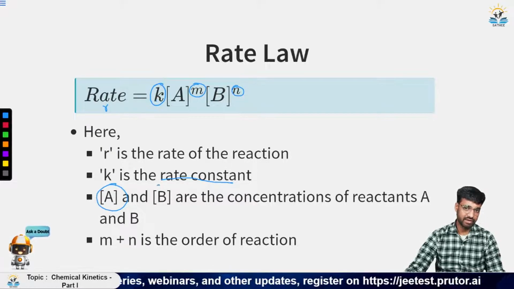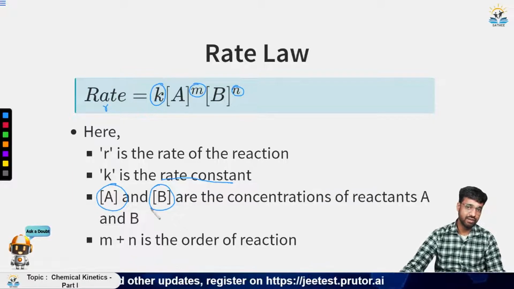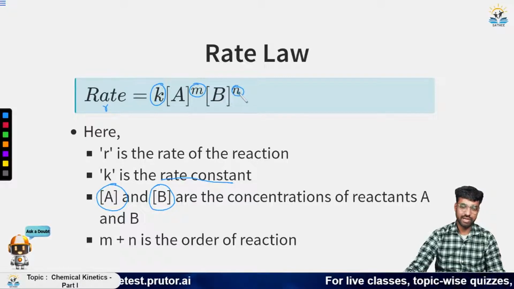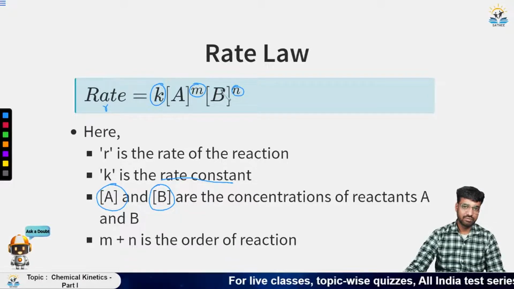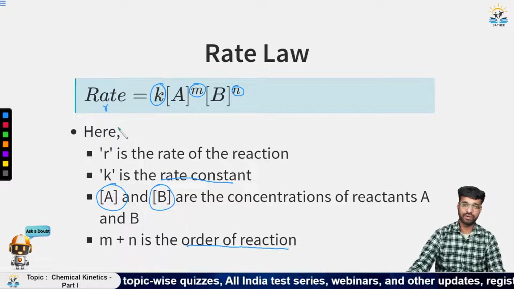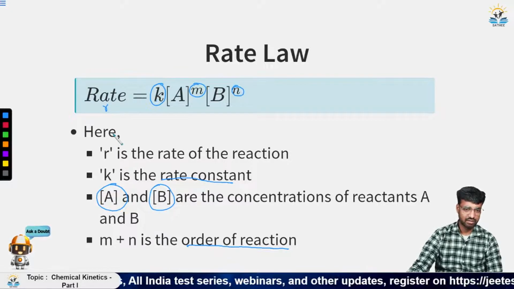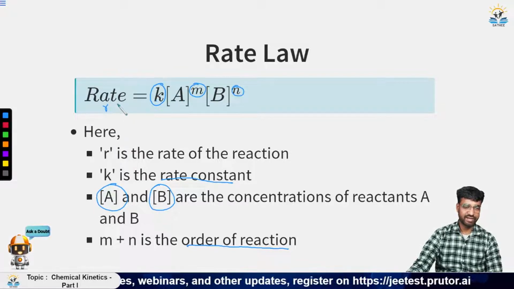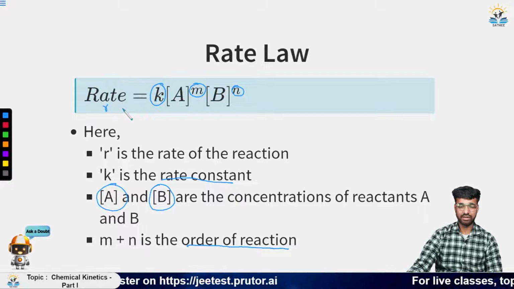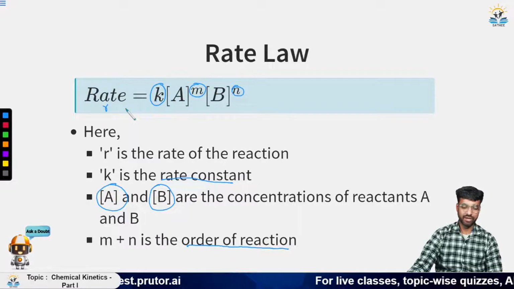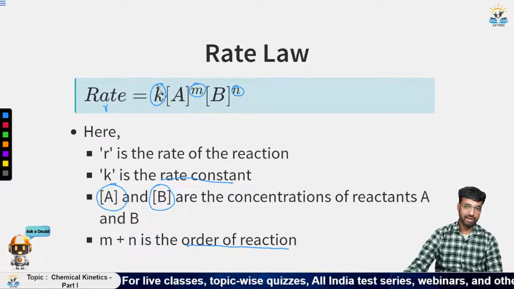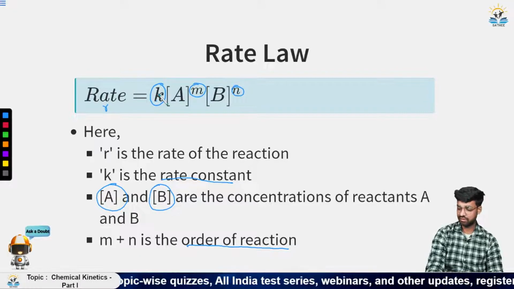and A and B are the concentrations of the reactants, with powers m and n. If you take the power of A, that is m, and of B, that is n, and add both of these, that is m plus n, then you will get the order of reaction. We'll see some properties of order of reaction in later slides, but for now just keep in mind what the rate law is. Rate law is nothing but the rate of reaction expressed in terms of reactant concentrations raised to some power that can or cannot be equal to the stoichiometric coefficient, which is overall multiplied by the rate constant, that is k. So this is the rate law.